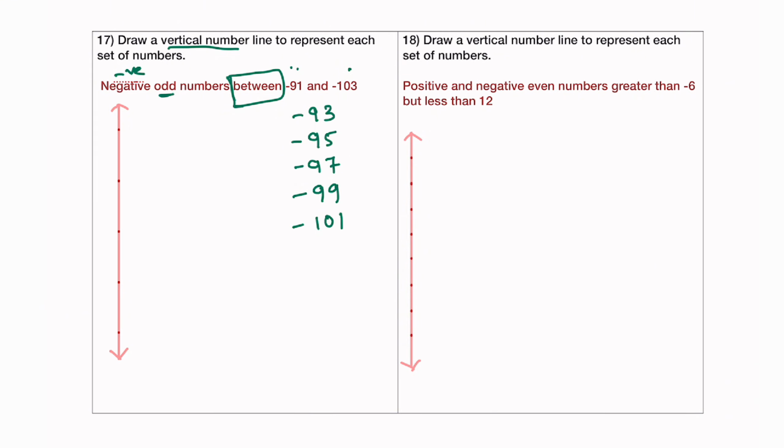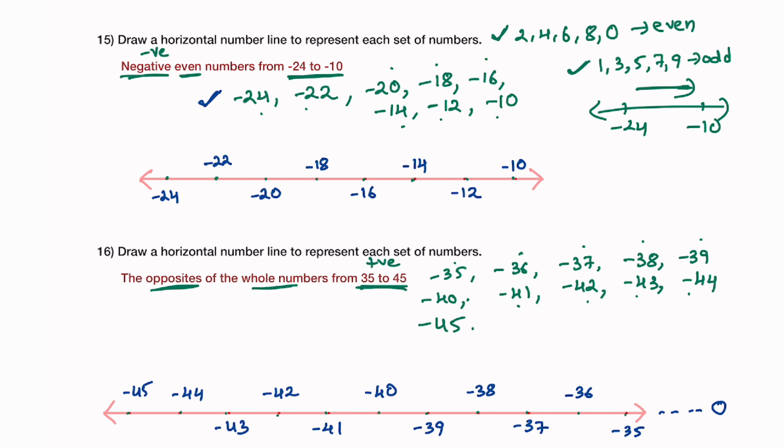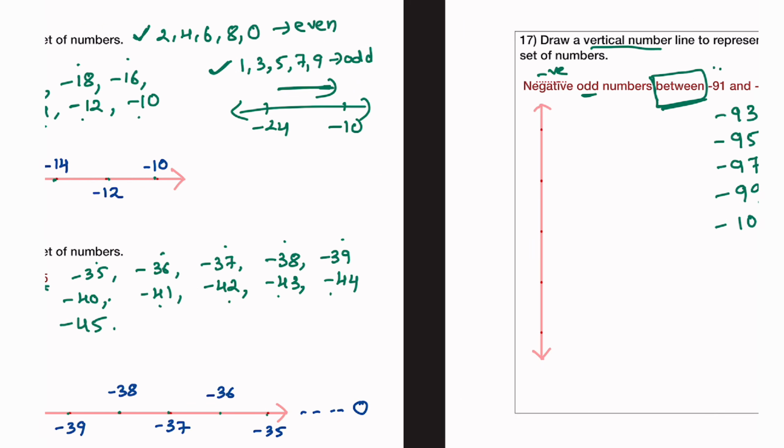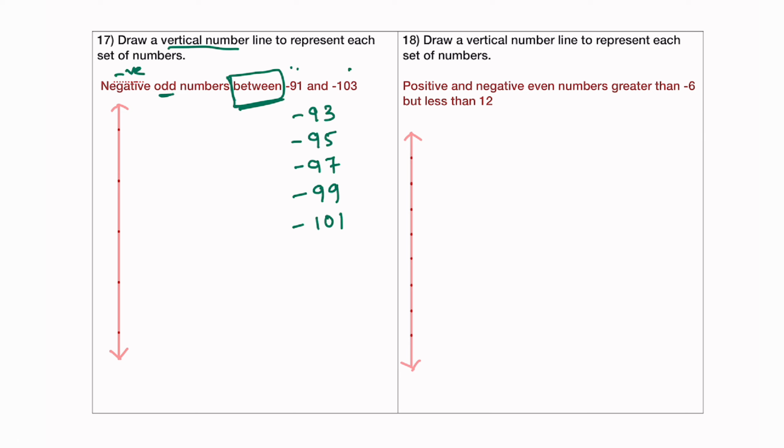Do we say 103? No, it's between. So 103 is not there. Unlike the previous question where we had from and to, so we took 24 and 10 because it's from and to. In between, we do not take them. We take numbers between them.